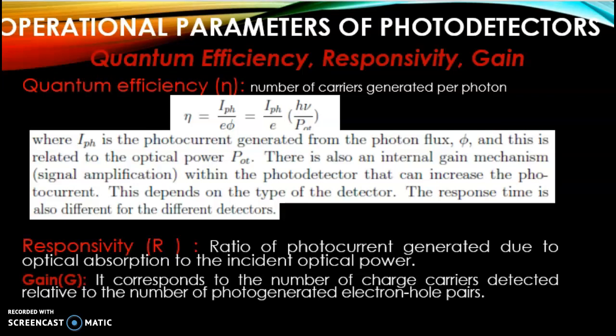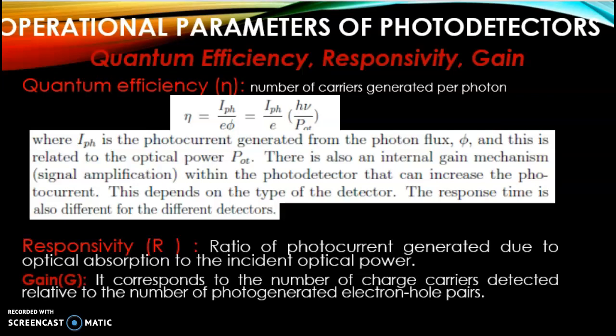Quantum efficiency is represented by the symbol eta, and it is the number of carriers generated per photon. Mathematically, it can be defined as eta is equal to IPH by E5, where IPH is the photocurrent generated from the photon flux phi, and this is related to the optical power POT. There is also an internal gain mechanism within the photodetector that can increase the photocurrent, and this depends on the type of the detector.